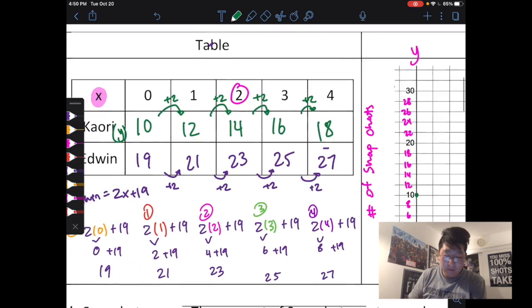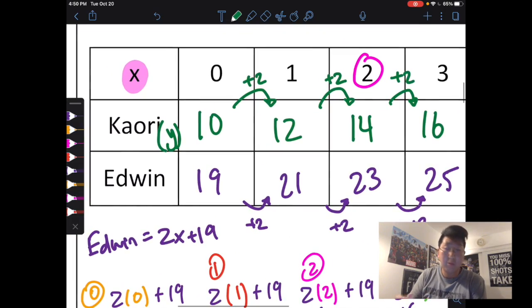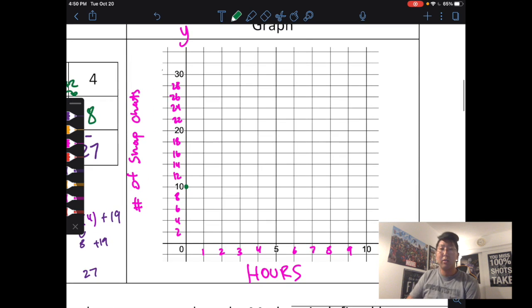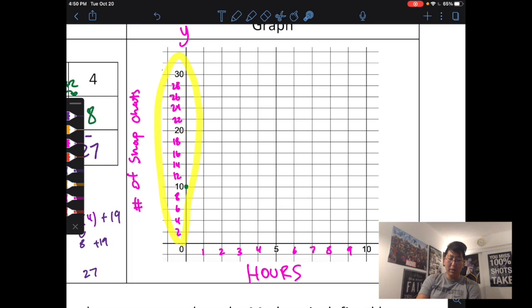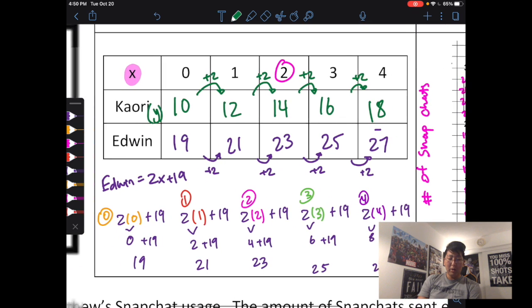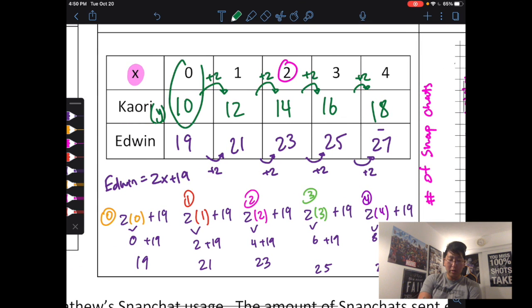So going back to Coyote, well, I'm jumping back and forth a lot. All right, so what we did so far is we figured out the x is going to be hours, right? And the y is the number of Snapchats that they send. We scaled them. We just counted 1, 2, 3, 4, 5. This one, it didn't work by 1, so we tried 2s and it works. Okay. So going back to Coyote, the first point was 0, 10. The second point is 1, 12.